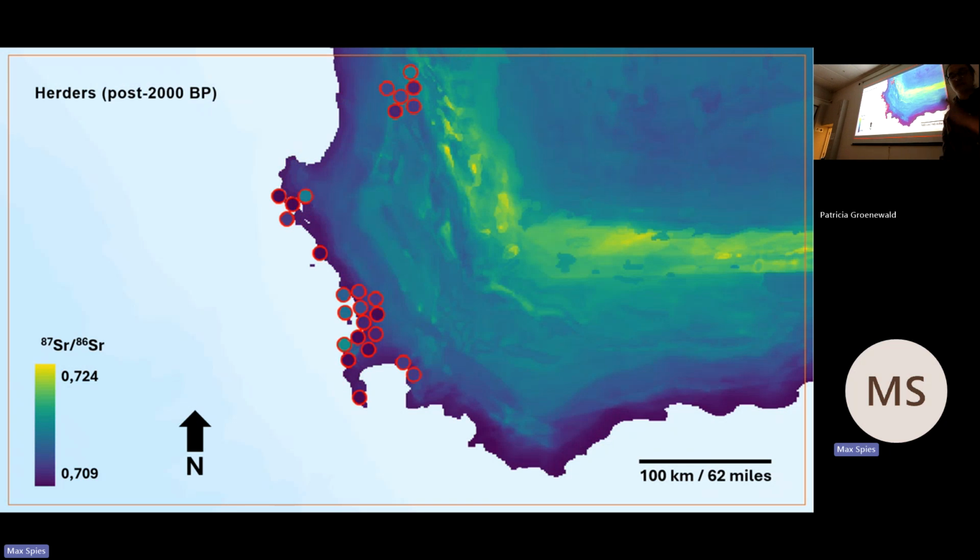But then, shifting post-2000 BP, the group of individuals I call the herders show a much more diverse signal. Similarly, these are people found quite often along the coast, but we see much more terrestrial signals on people that were buried at the coast. And we also see people who have marine signals, see those dark purple colors, buried further inland. So basically what this means is that people were moving around in this period, right?